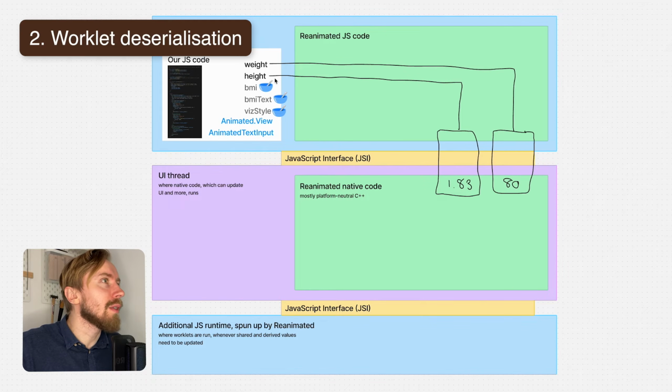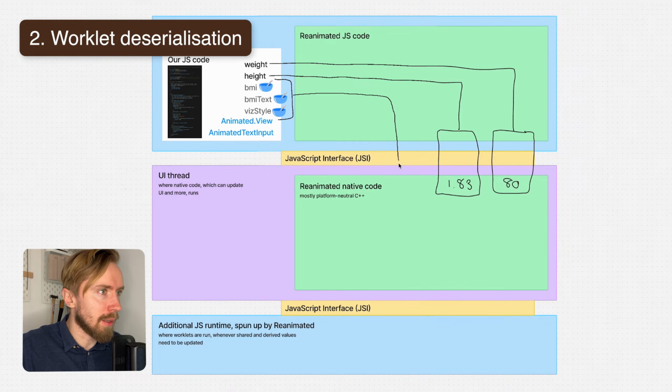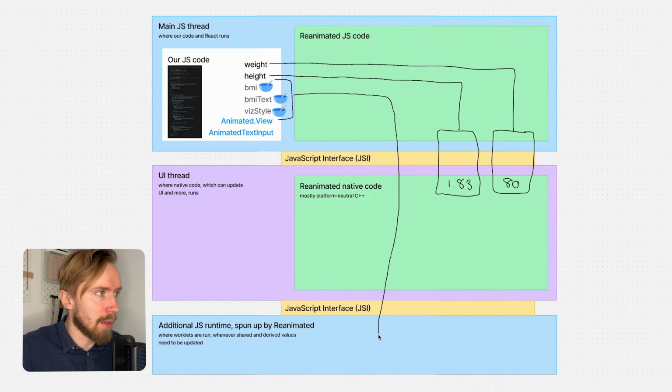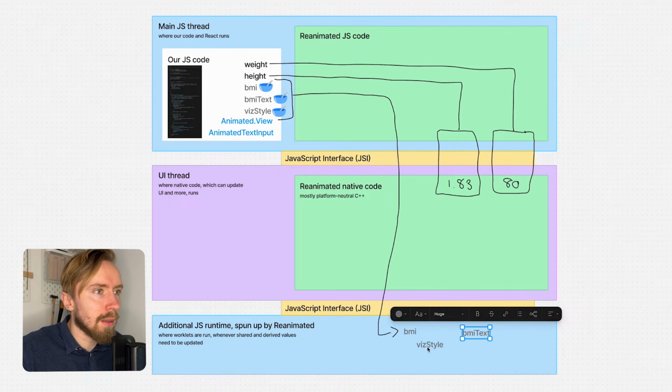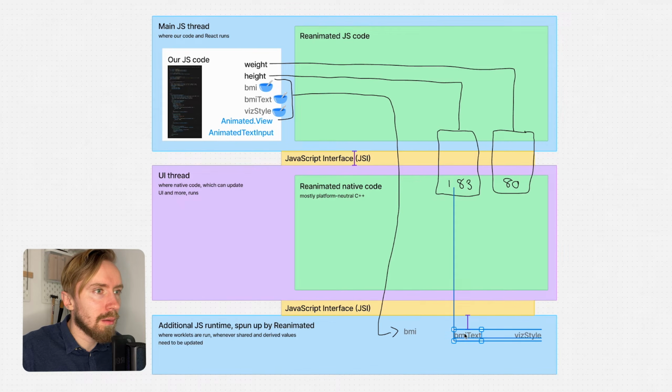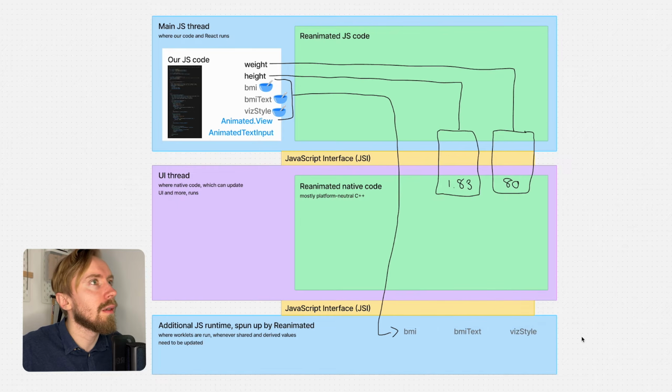The next thing that happens is the deserialization of our worklets. So to symbolize that, let's run down here. Again, they get passed, these strings of text, these serialized functions get passed through the UI thread, through all this C++, to this additional JS runtime spun up by Reanimated. Okay, we have BMI text, we have viz style. Gonna spread them out a little bit.